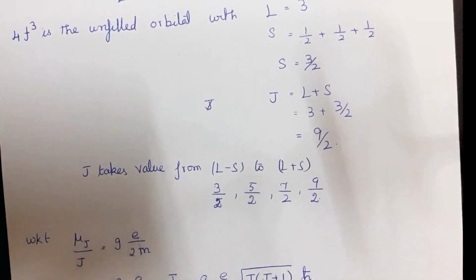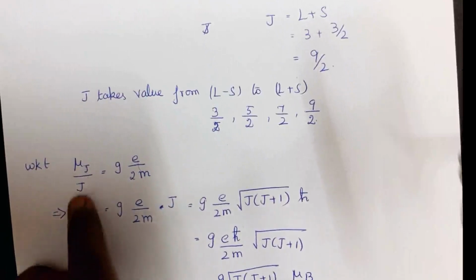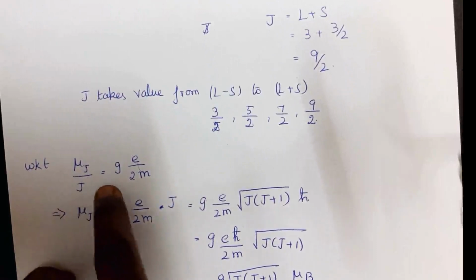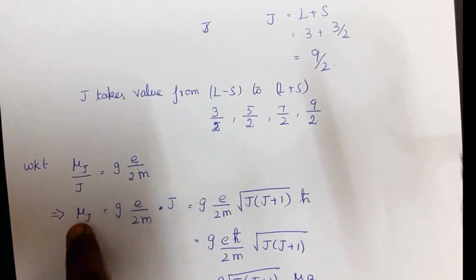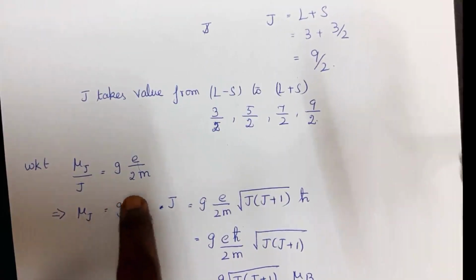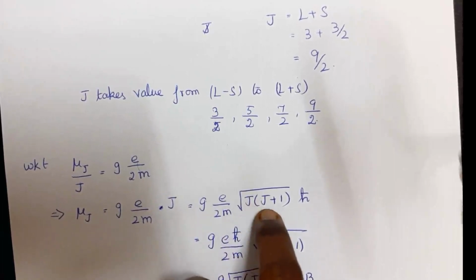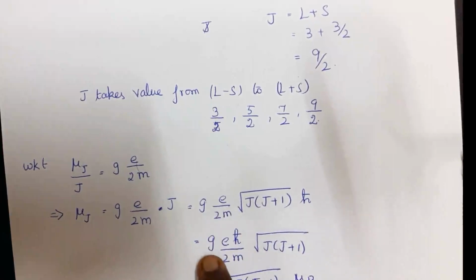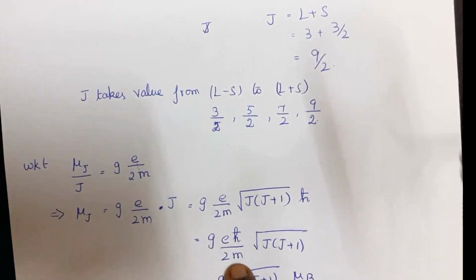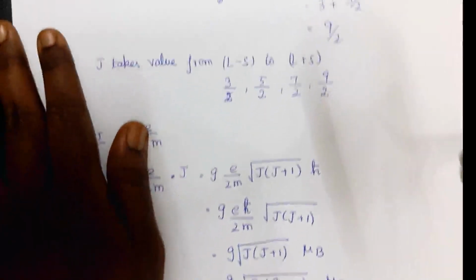In the question, they have asked us to find the effective magnetic moment. We know that μj/j = g e/2m. That is, μj = g (e/2m) j. J can be written as root of j(j+1) times ħ. Bring ħ here, then we will be getting g e ħ/2m into root of j(j+1).